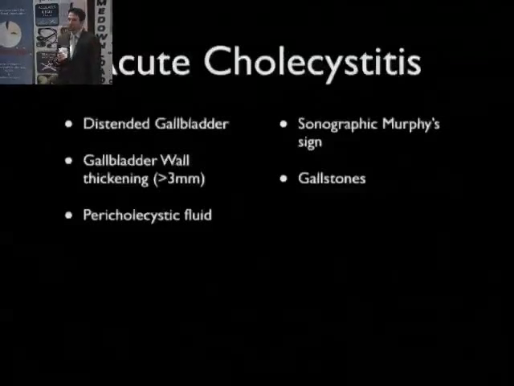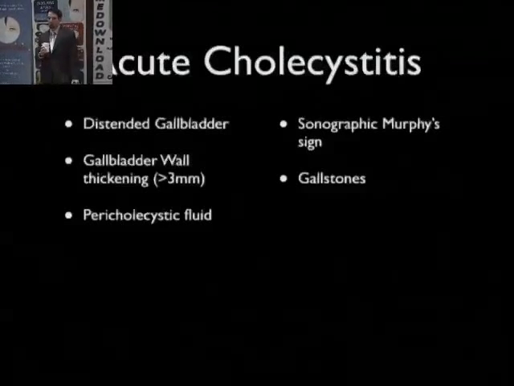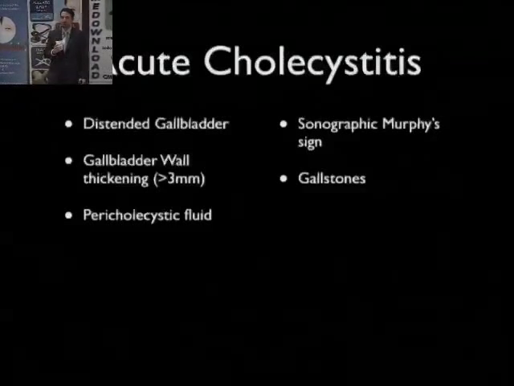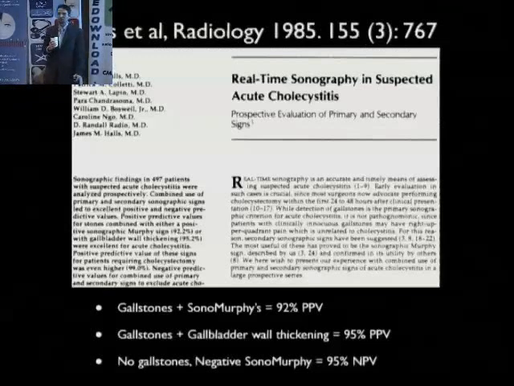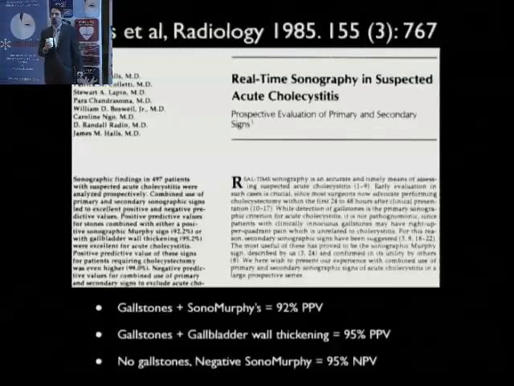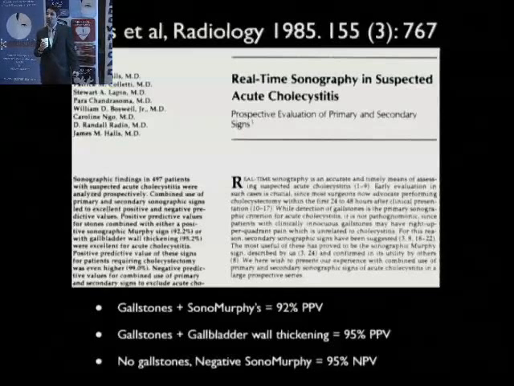A distended gallbladder is one. Gallbladder wall thickening, greater than 3 millimeters is the measurement you want to keep in mind. Pericholecystic fluid, a sonographic Murphy sign, and gallstones. Just know that gallstones plus gallbladder wall thickening has a 95% positive predictive value for acute cholecystitis. Gallstones and a sonographic Murphy's, 92% positive predictive value.